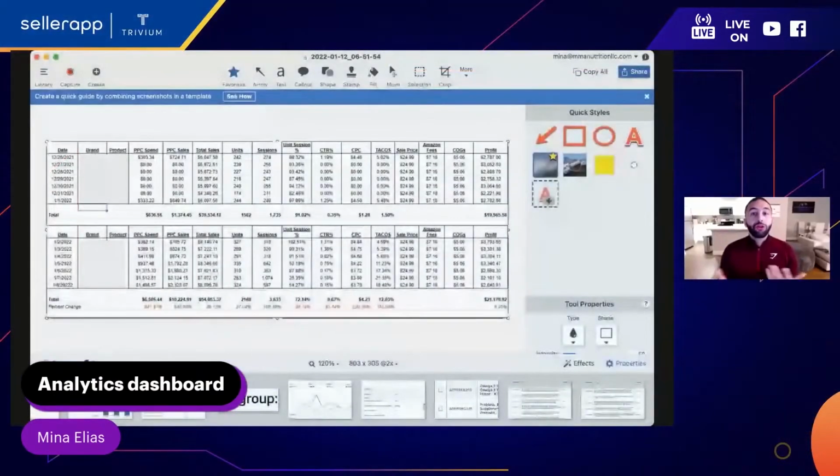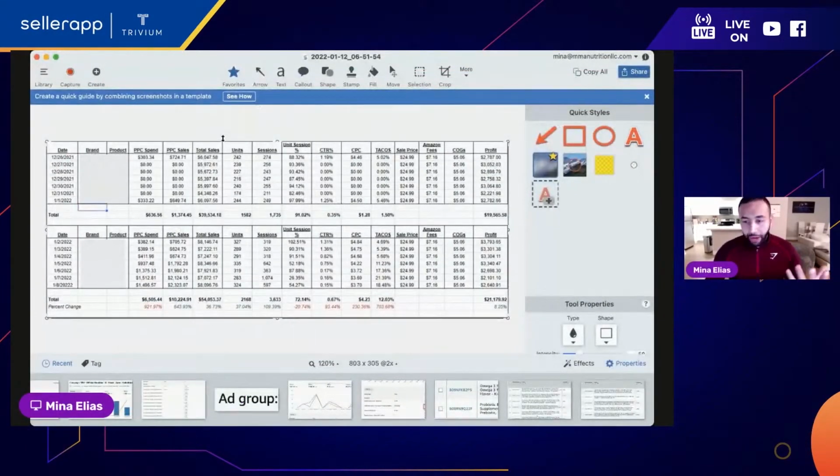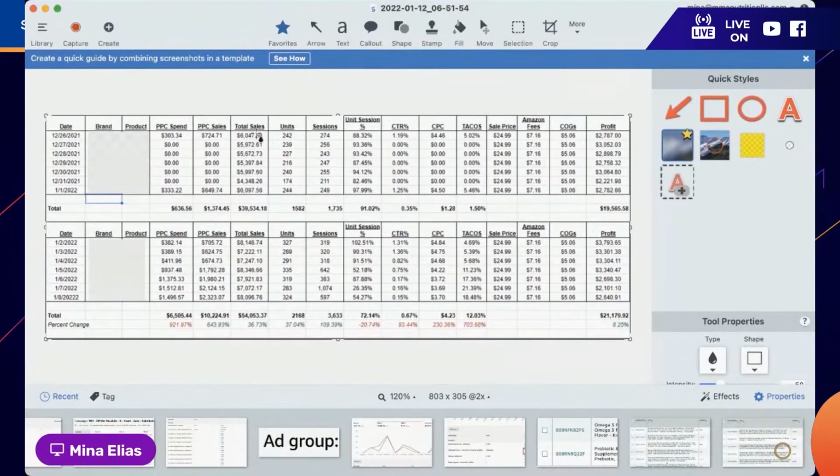Next, I'm going to jump into the analytics dashboard. It's very important to have a very clear analytics dashboard, because if you don't, then you don't know what's going on with your account. So this is a screenshot of my analytics dashboard. It has the PPC spend, the PPC sales, the overall sales, units, sessions, unit session percentage, which is the conversion rate, click-through rate, cost per click, total ACOS, and then the price, Amazon fees, cost of goods, and the profit. So I'm going to cover each one in a second.